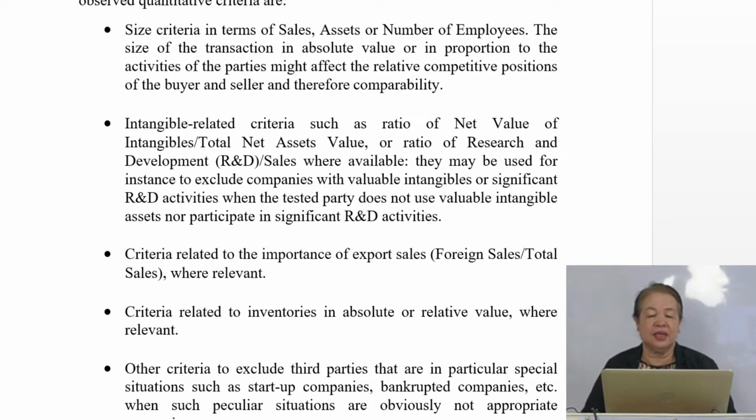Intangible related criteria such as ratio of net value of intangibles to total net assets value or ratio of research and development over sales were available. They may be used, for instance, to exclude companies with valuable intangibles or significant research and development activities when the tested party does not use valuable intangible assets nor participate in significant research and development activities, no? So, makikita mo, this intangible related criteria is very, very important and very significant in the comparability analysis.